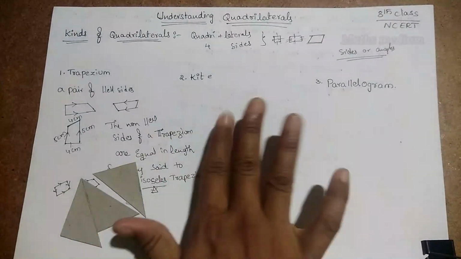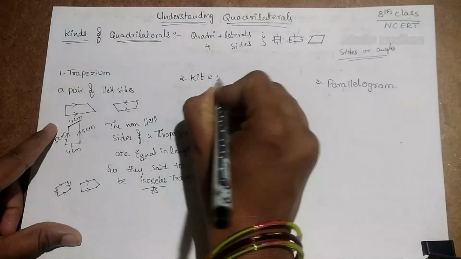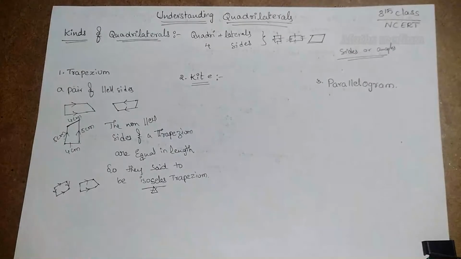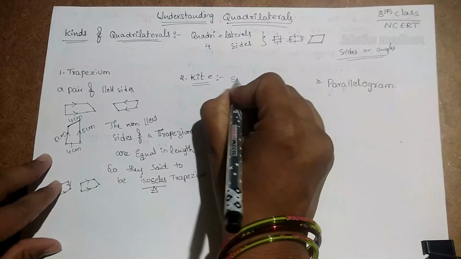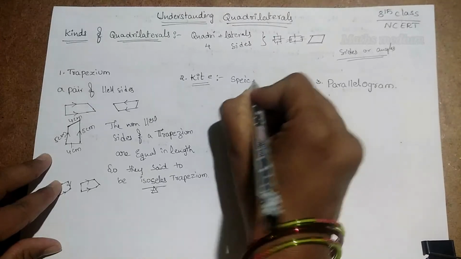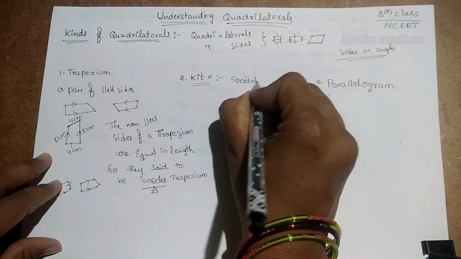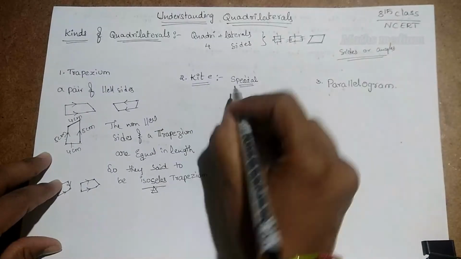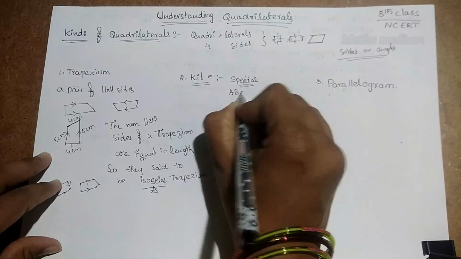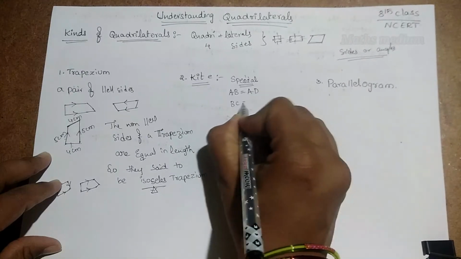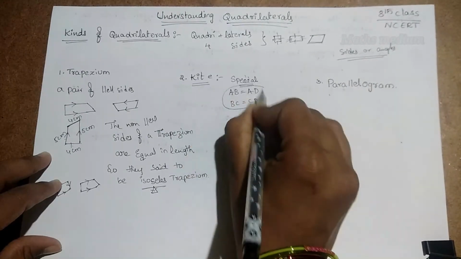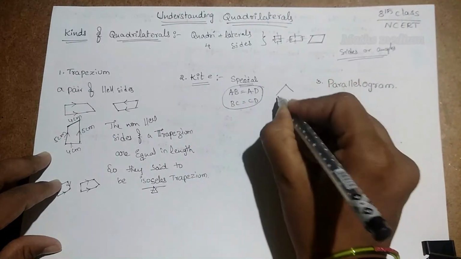Let's move into the kites. Here, a kite is a special type of quadrilateral. What is special about a kite is that AB is equal to AD and BC is equal to CD. What is this? If you take a kite, this is the kite.